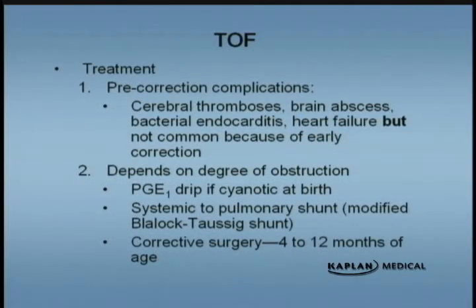You want to treat these patients for any heart failure. Nowadays, the surgery is a lot earlier than it used to be because the techniques are better and so the results are better. Certainly before the surgery, you are at higher risk for cerebral thromboses and brain abscesses. Since these patients are hypoxic, they will have very high hemoglobins or hematocrits. It's not unusual to see a hematocrit of 75, 80%. That's really thick, sludgy blood, so they are at risk for clotting and also for abscess formation.